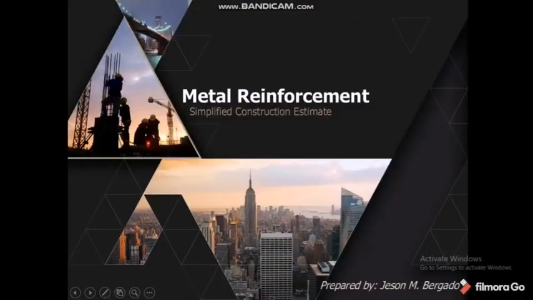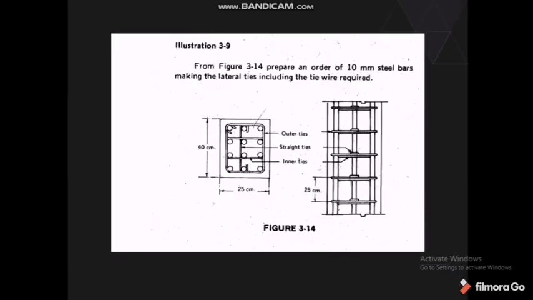Good evening. This is Jason Embargado. My topic for today is metal reinforcement simplified construction estimate, and I will continue the report of Mr. Canabe. So we will start illustration 3-9 from figure 314, and this is the figure 314, the drawing. Prepare an order of 10 millimeter steel bars making the lateral ties, including the tie wire required.